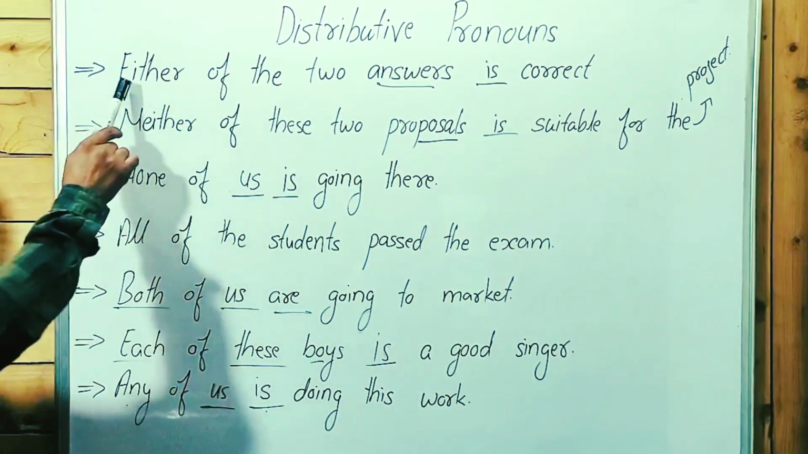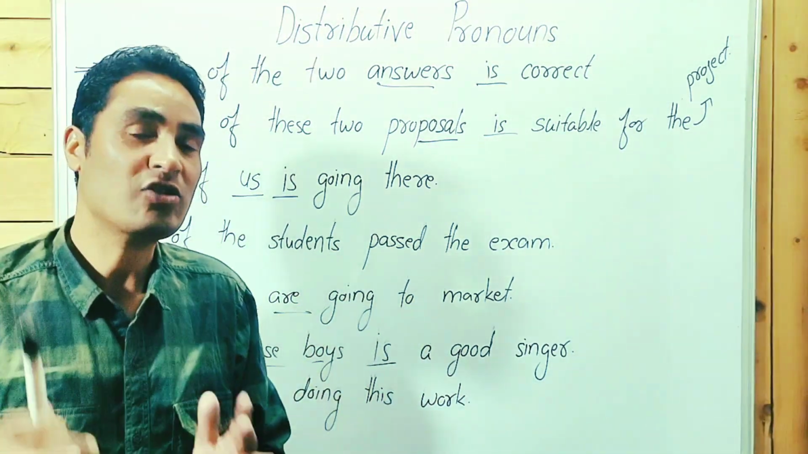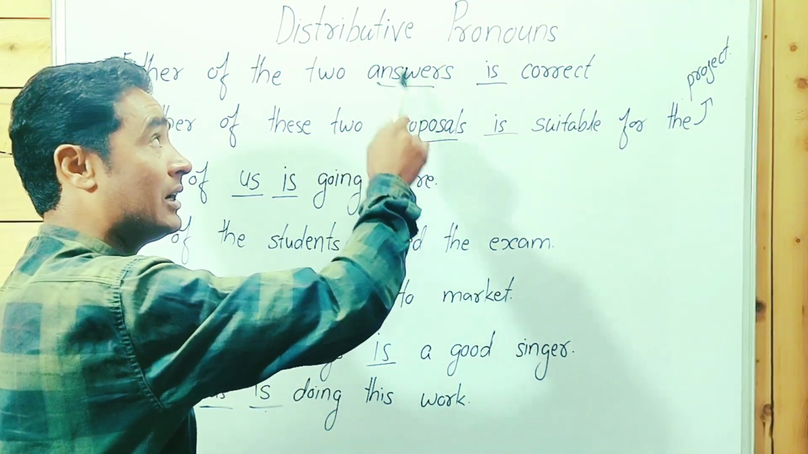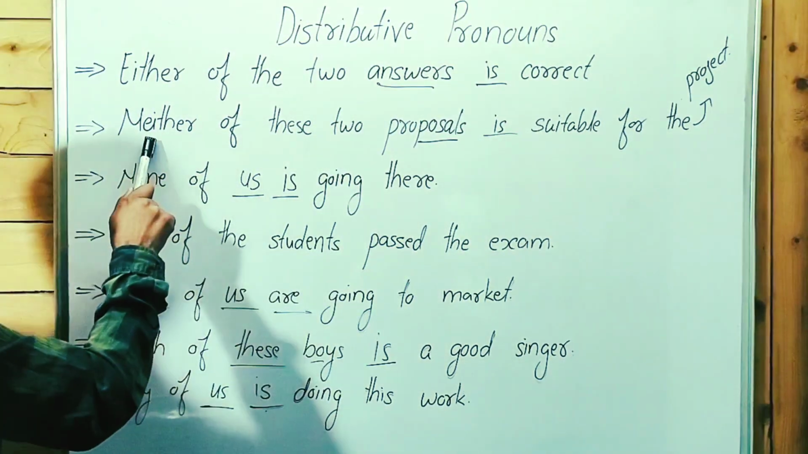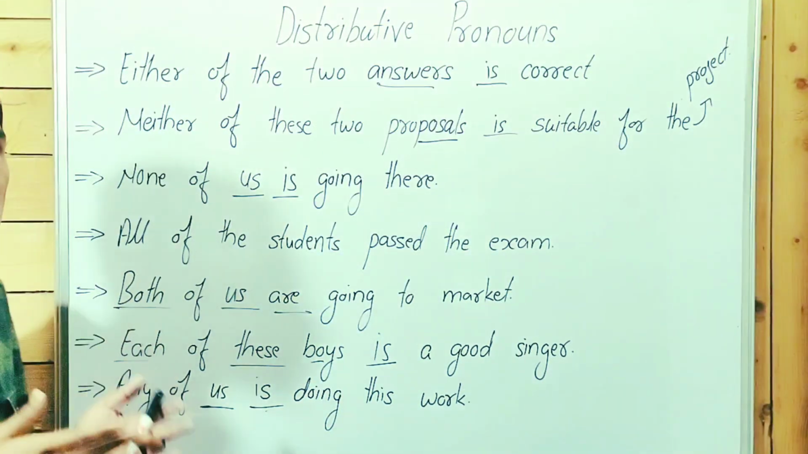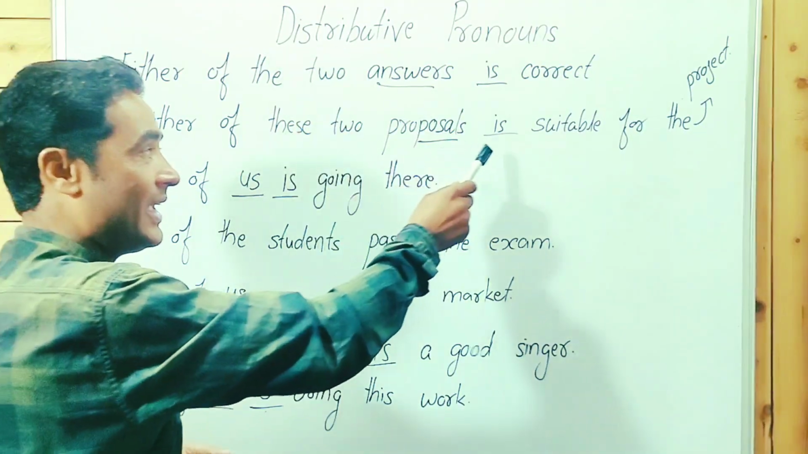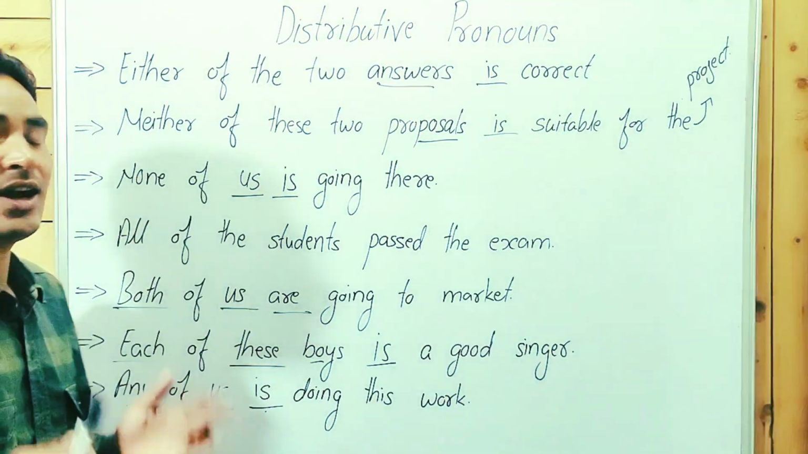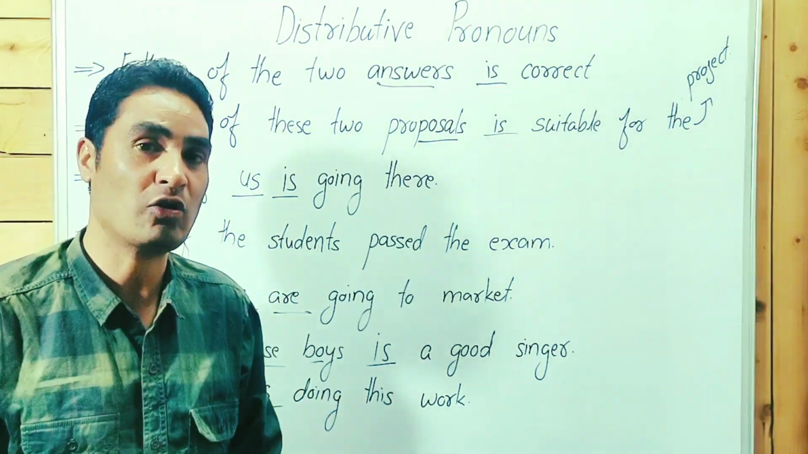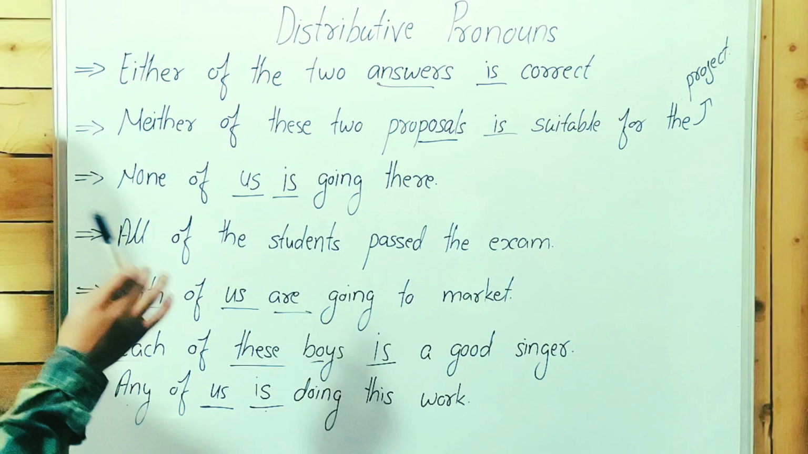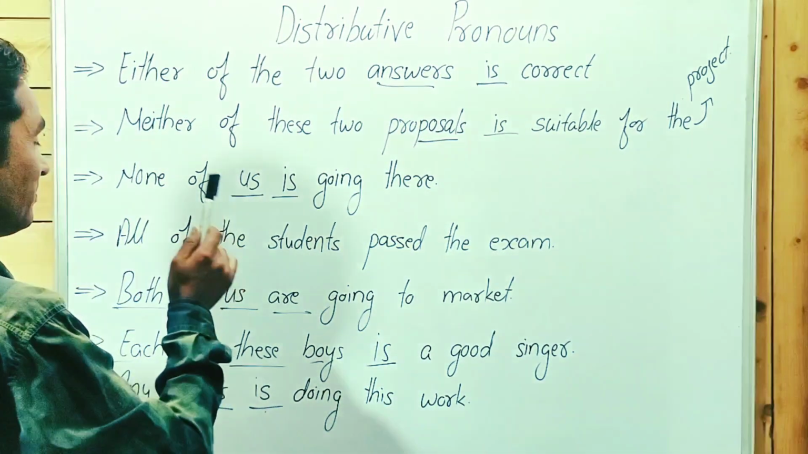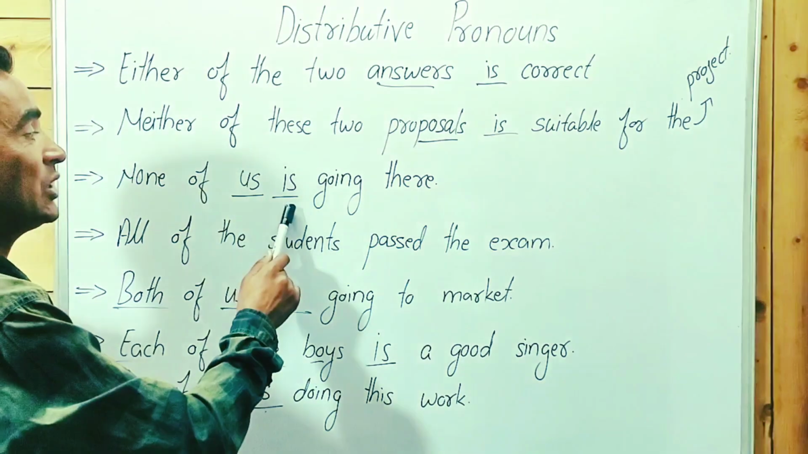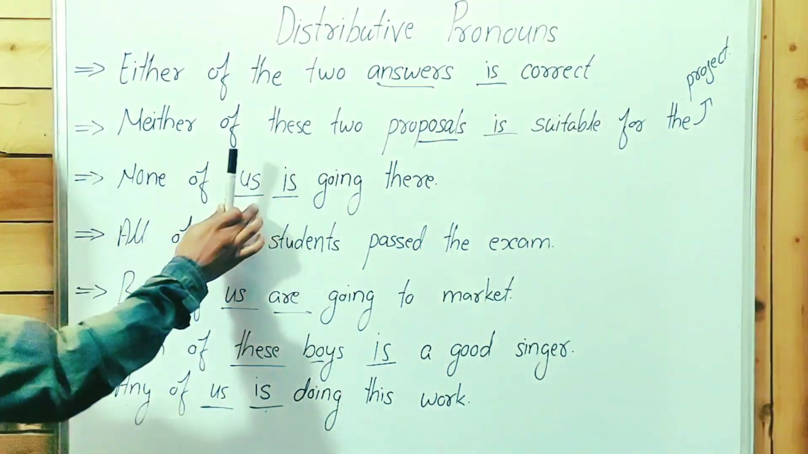I repeat, either stands for 1 out of 2, in the positive sense, plural noun and singular verb. Neither is in the negative sense, 0 out of 2, singular verb and plural noun. None is 0 out of many, 0 out of 3 or more nouns, people and things. None of us, singular verb and plural noun and pronoun.